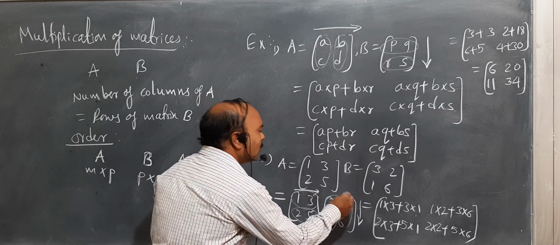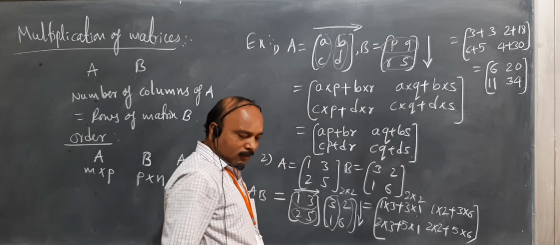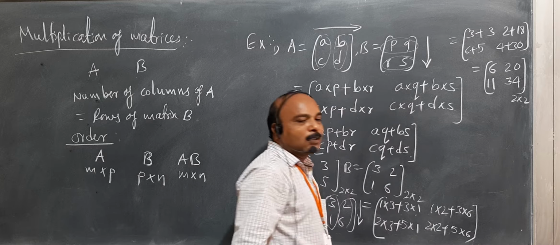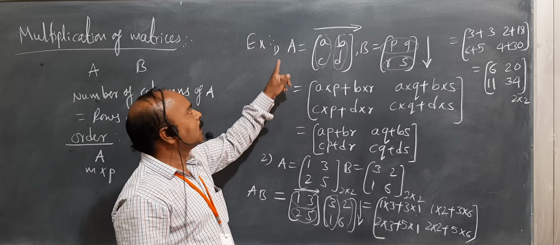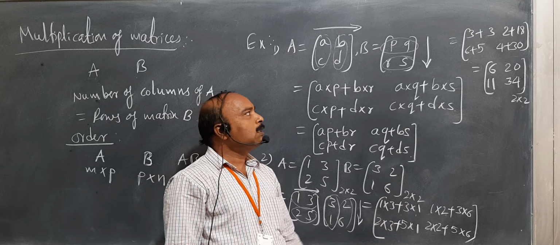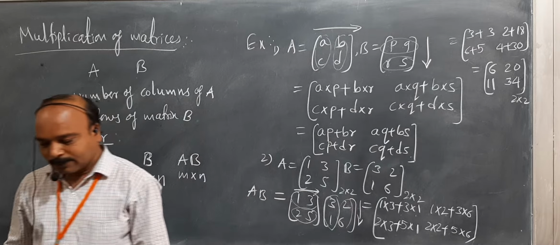Now here A is of order 2 by 2, B is also of order 2 by 2. You got AB also a matrix of order 2 by 2. So this is the product of two matrices A and B. By using this rule, you can multiply the given two matrices. Try this.